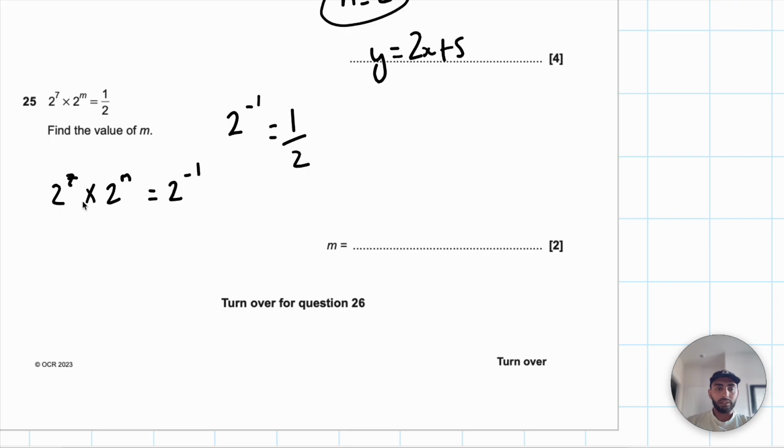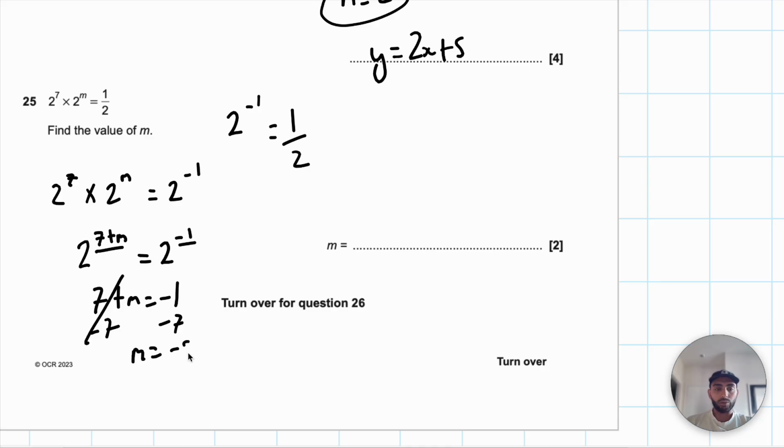And if I have the same base and I'm multiplying, I need to add the powers. So I've got 2 to the power of 7 plus m is equal to 2 to the power of negative 1. Now that I've got 2 to the power of something is equal to 2 to the power of something, that's telling me that these two are equal to each other. So 7 plus m is equal to negative 1. I'm going to take away 7 from both sides to be left with m. That'll get rid of that 7. So m is equal to negative 1 take away 7, which is negative 8.